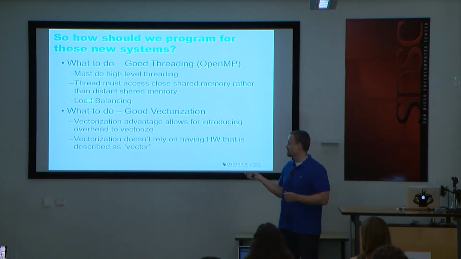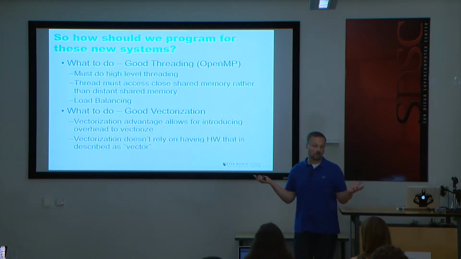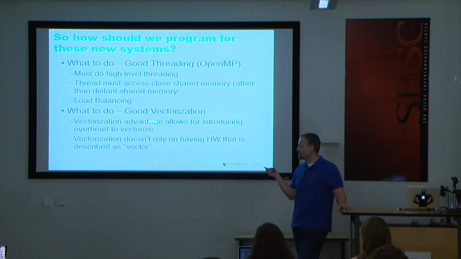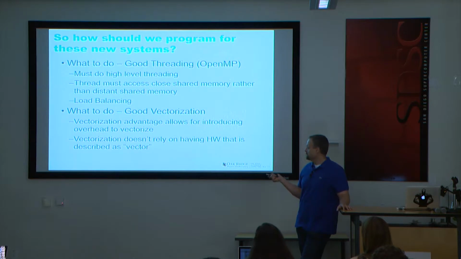And you have to pay good attention to load balancing between those threads, because you don't want cores to go idle and just sit there generating heat. And you need good vectorization. Vectorization doesn't rely on having hardware that is described as vector. So you can think about doing vectorization for a GPU. And ultimately, when you write down the code, it'll be tens of lines, but that's okay. That's not a big deal.